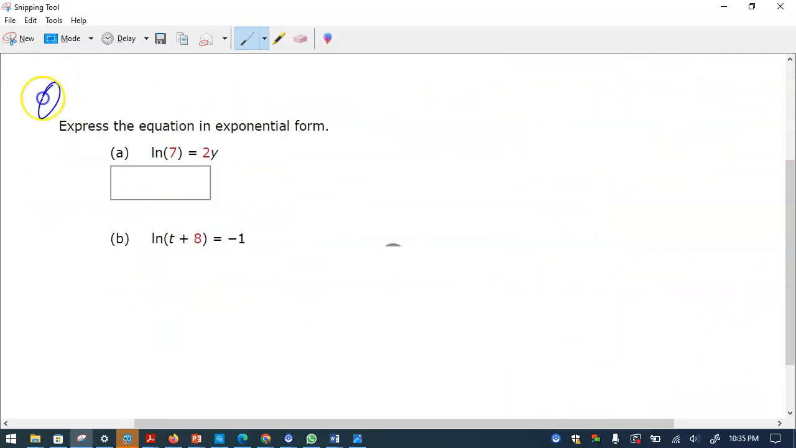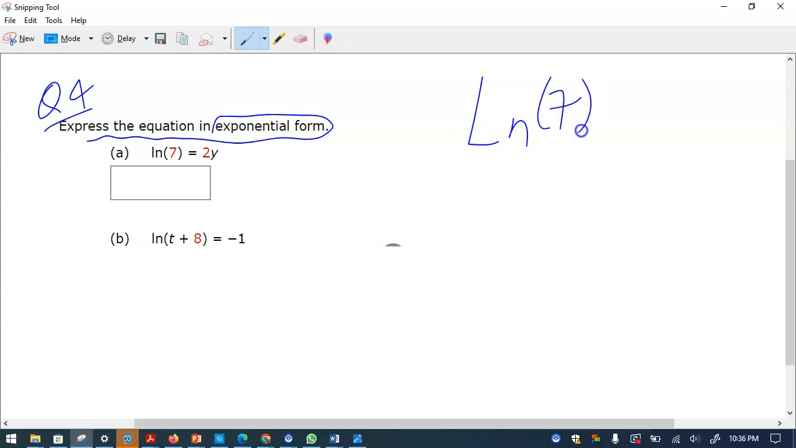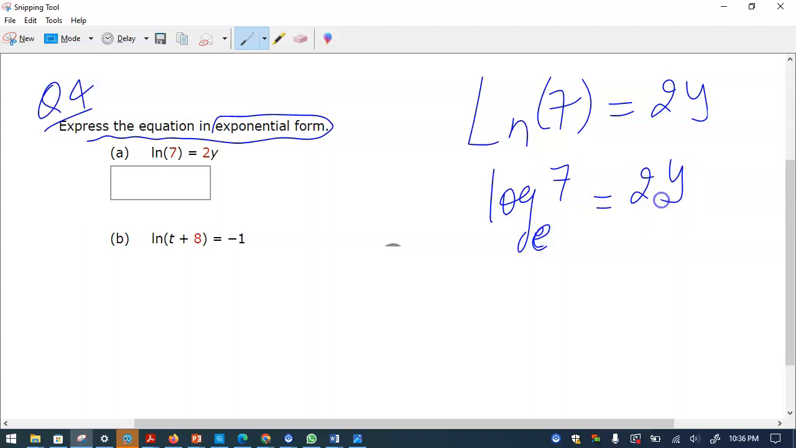Okay, question number 4, practice problem. Express the equation in exponential form. So they give ln of 7 equals 2y. And what does this mean? It is the logarithm of 7 to the base e, because whenever you write ln, the base is e, and 2y is the output. And then this is the base.